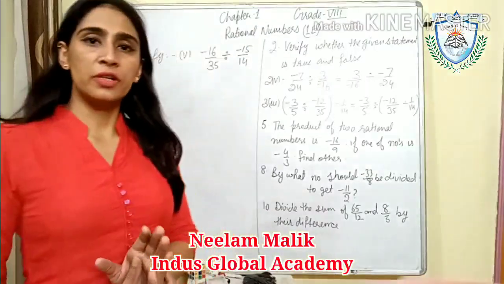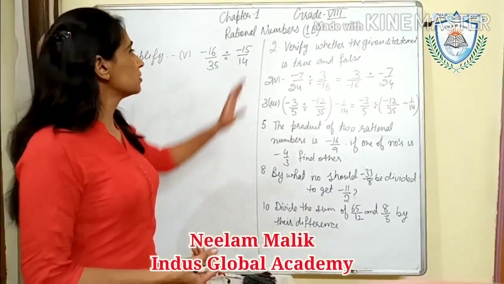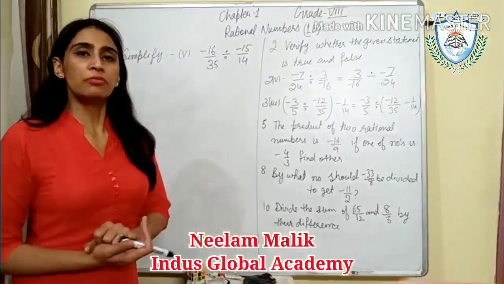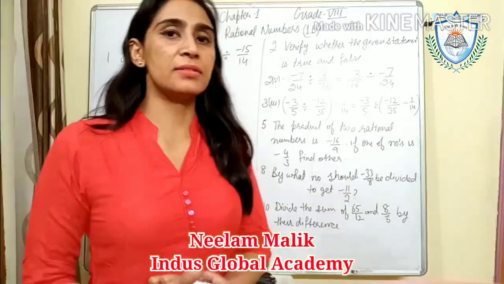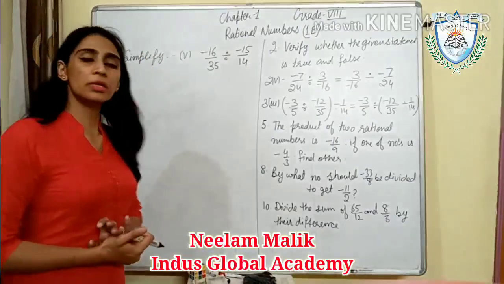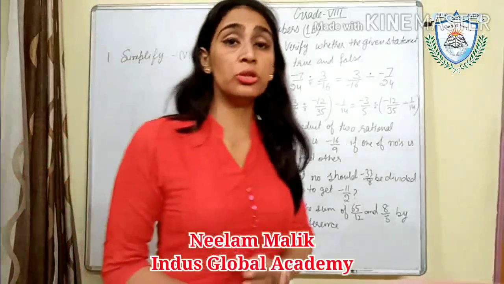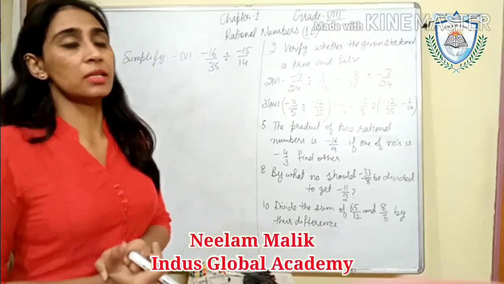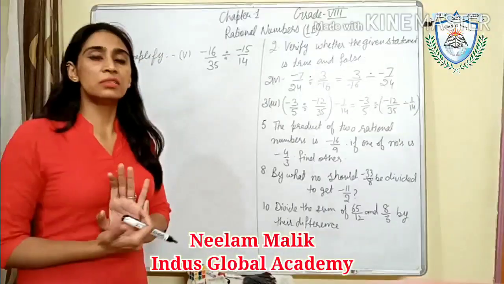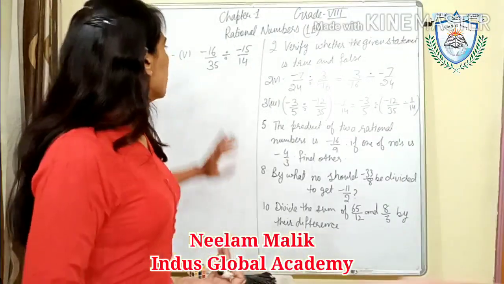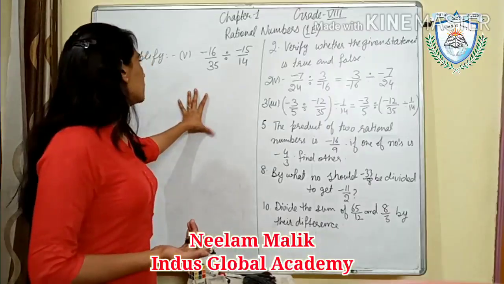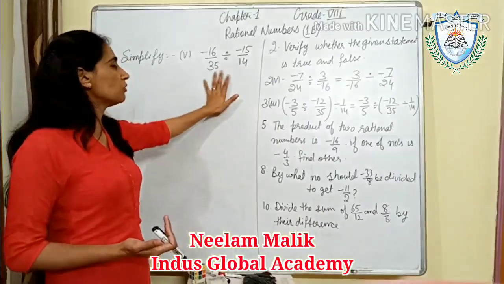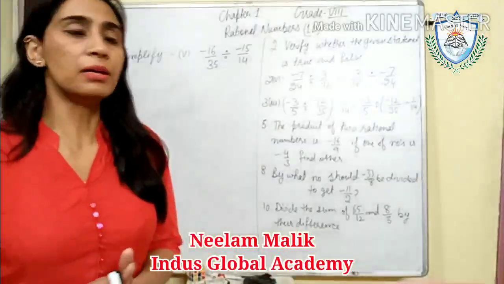Today we will continue our first chapter, Rational Numbers, with Exercise 1A. This is your fifth exercise, in which we have to do the division of rational numbers. First of all, I will tell you the method of how to solve the division of rational numbers. We have already done this in the videos also, but here I will explain with question number 1, that is simplify. Means whatever is given, we have to simplify.